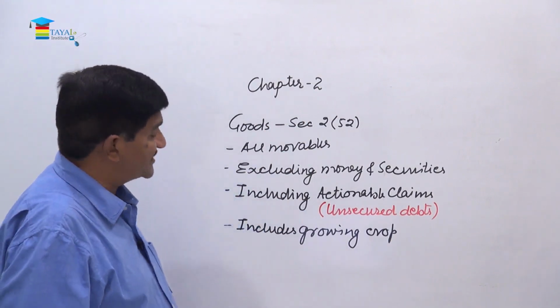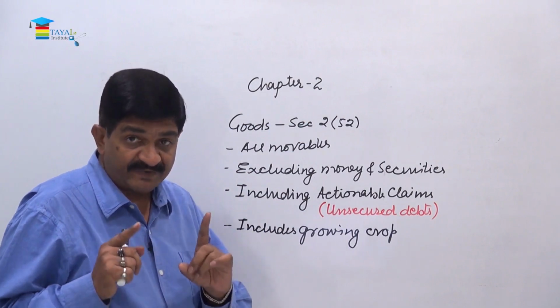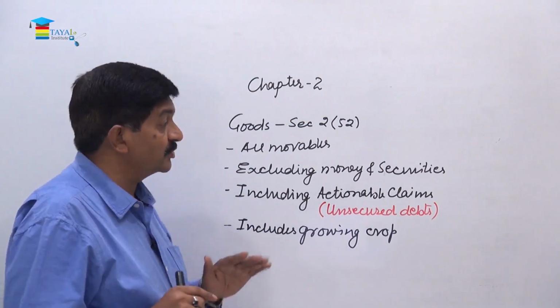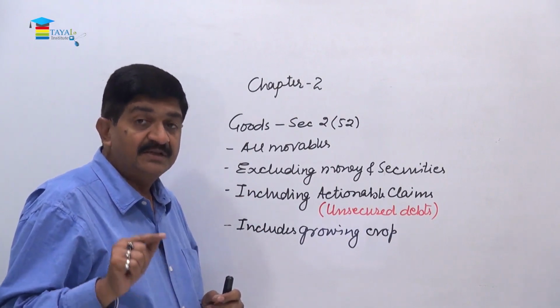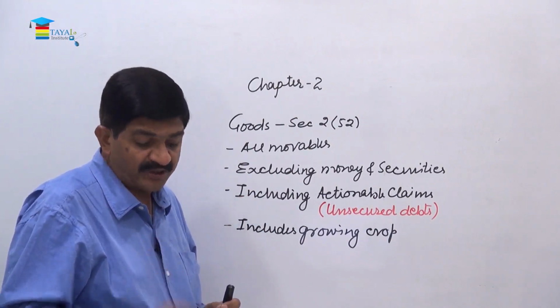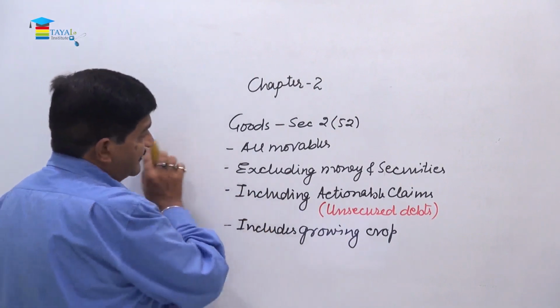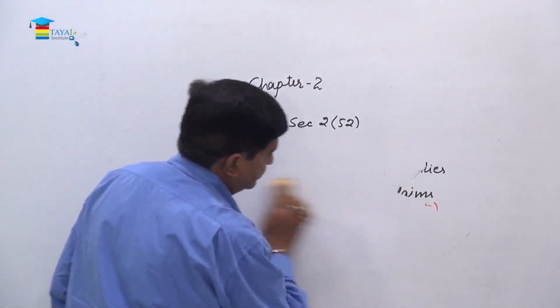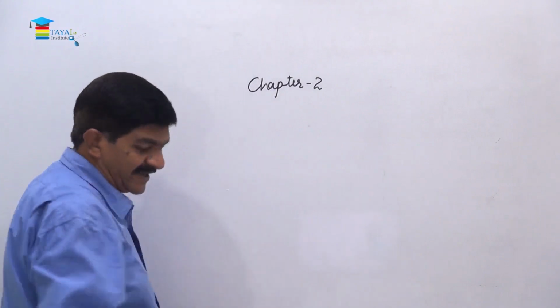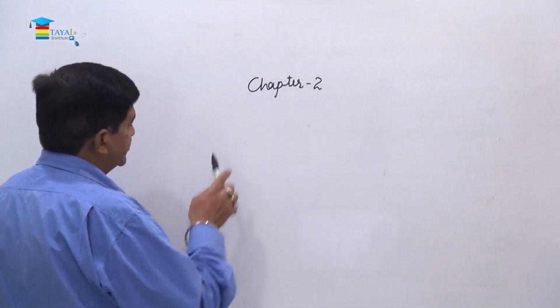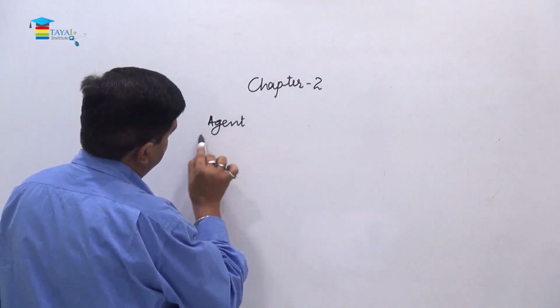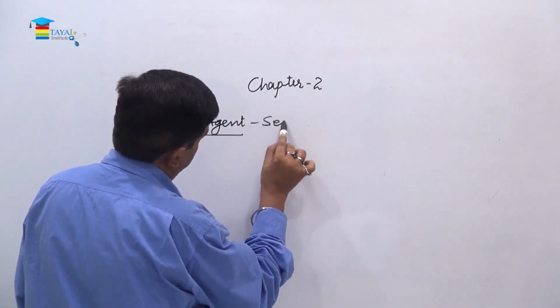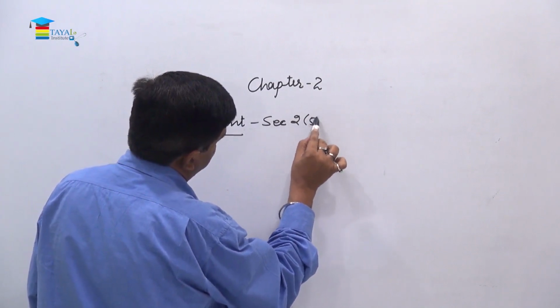Now coming to the next definition. So friends, this is the first lecture, these are summary lectures, so I am not going to hold on. As and when you feel it necessary, just press the pause button, take the note, and then we proceed further. The next definition is agent. Who is called agent? The term is defined under section 2, subsection 5.